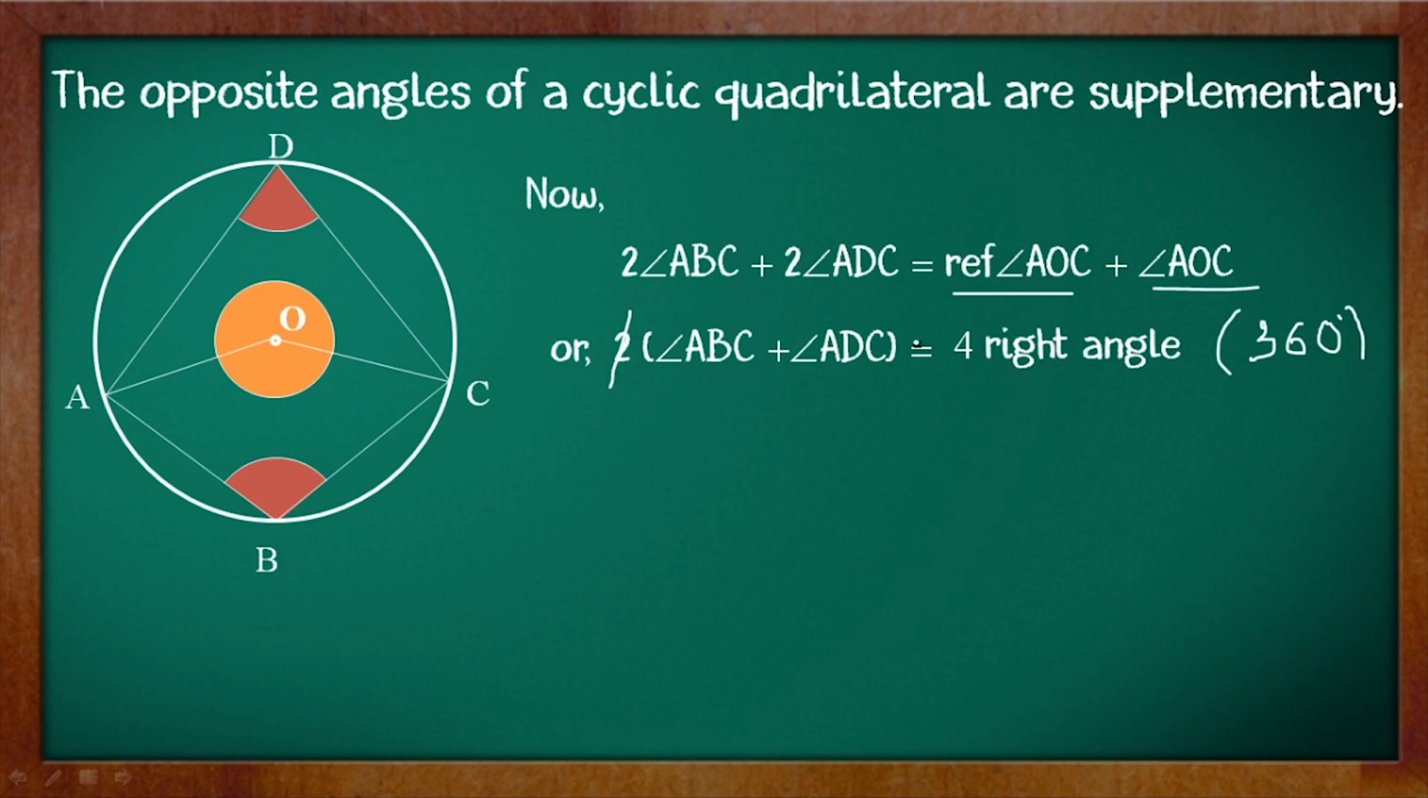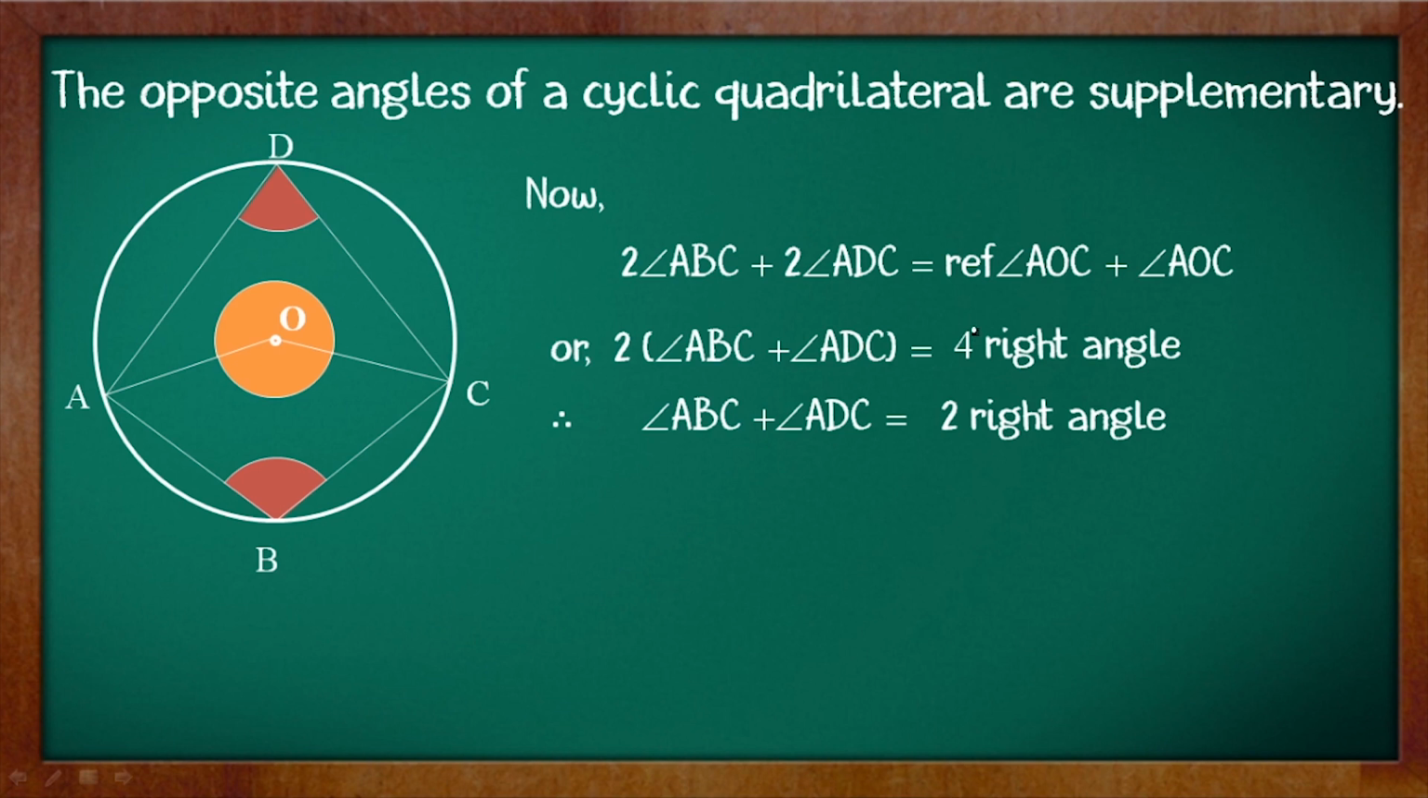Now cancelling this 2 with 4, we have angle ABC plus angle ADC is 2 right angles. So this is what we need to prove: that the opposite angles, angle ABC and ADC, sum to 180 degrees. So the angles are supplementary. This is the first part of the proof.